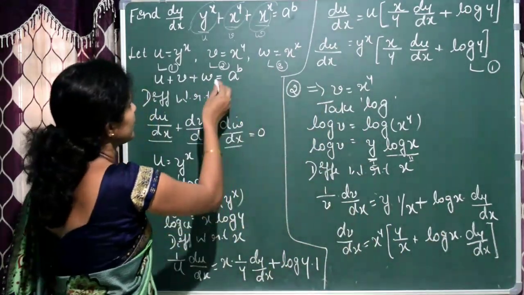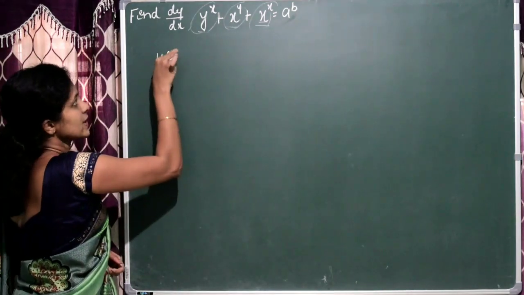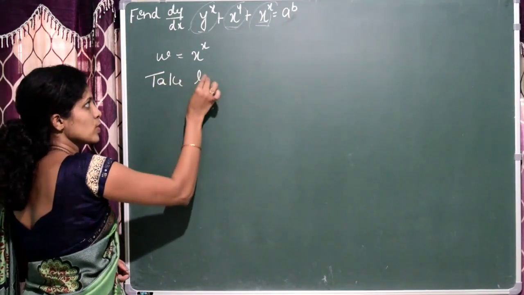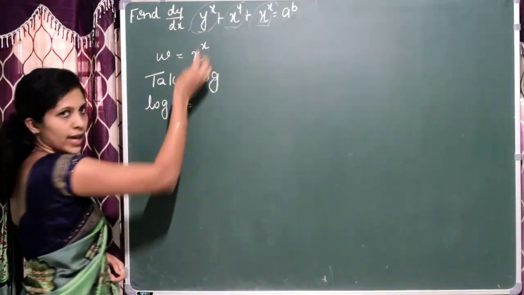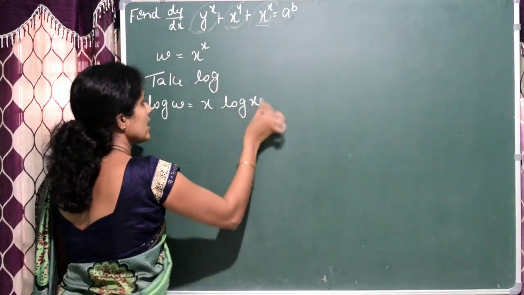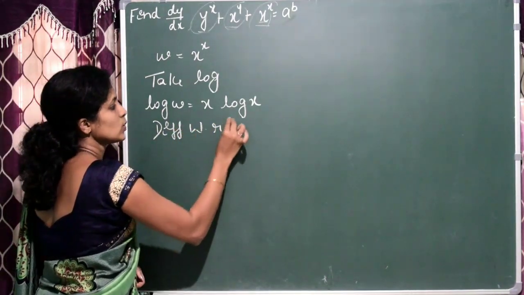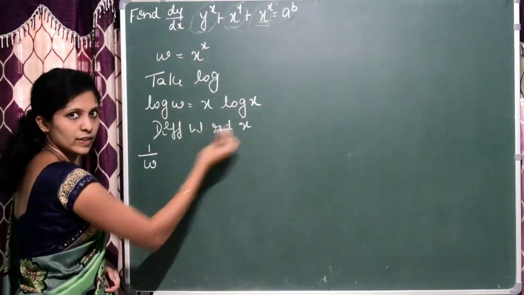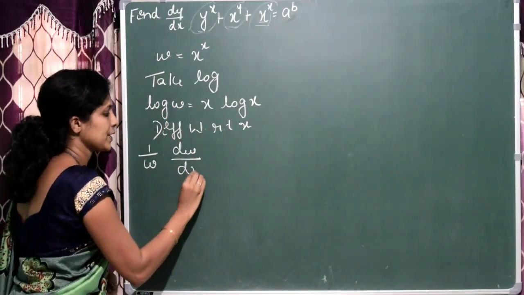Now we have to find the derivative of w. I don't have place, so I erase this one. Now the last function is w is equal to x to the power x. So take log on both sides. So this will be log w is equal to log x to the power x, right? Log m to the power n will be x log x. Now differentiate with respect to x. So the derivative of log w will be 1 by w, right? Differentiating with respect to x, this will be the derivative of w with respect to x, dw divided by dx.